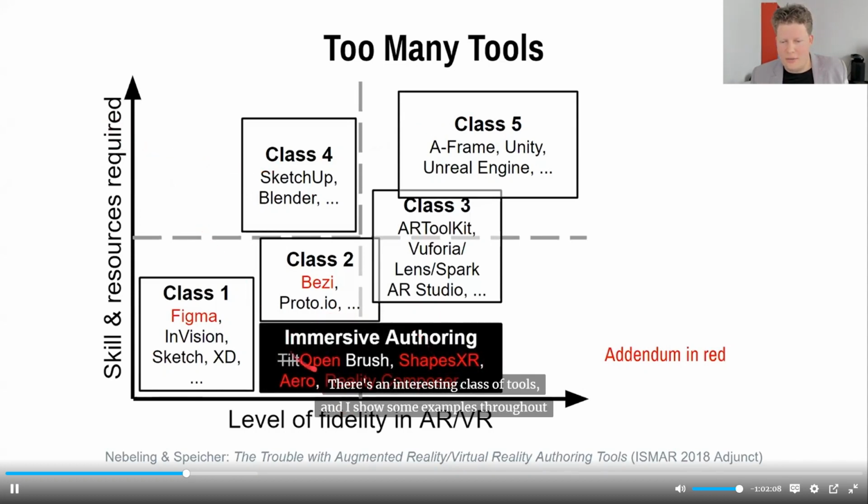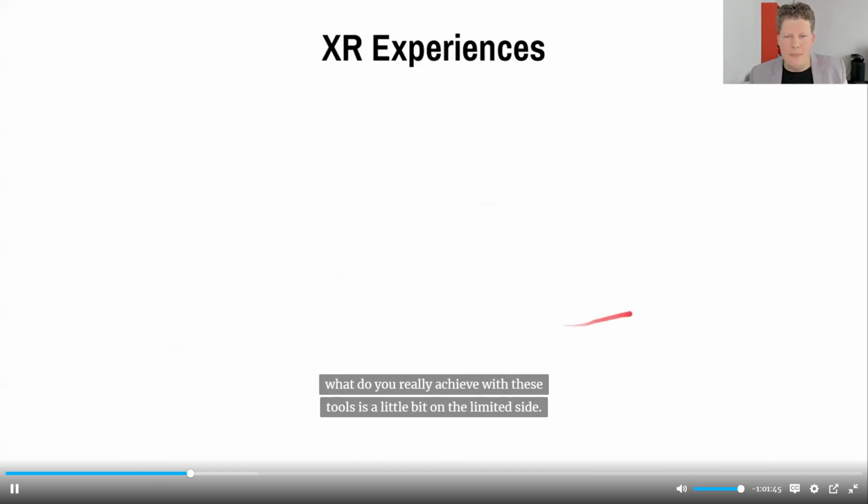There's an interesting class of tools, and I'll show some examples throughout, which I just showed Reality Composer, for example. These are immersive authoring tools that are basically using virtual reality or augmented reality directly. And so you're in the space and you can design with them. It's a very interesting set of tools, but as you can see, what you really achieve with these tools is a little bit on the limited side.